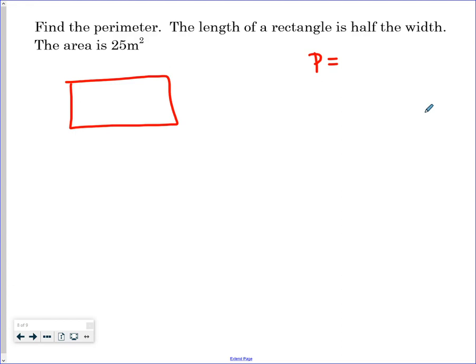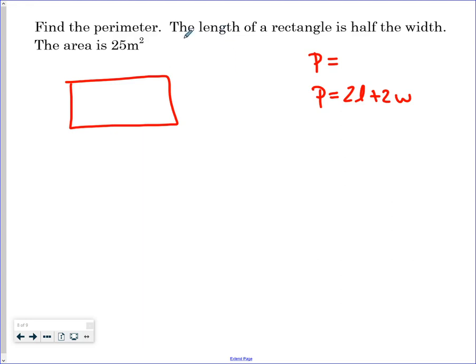They said the length of a rectangle is half the width. They said the area is 25 meters squared. I'm going to start with the formula for perimeter of a rectangle. Does anybody remember the formula for the perimeter of a rectangle? Right? Length plus width, so really 2L plus 2W, okay? I don't know L or W, so I can't really do that yet, okay?